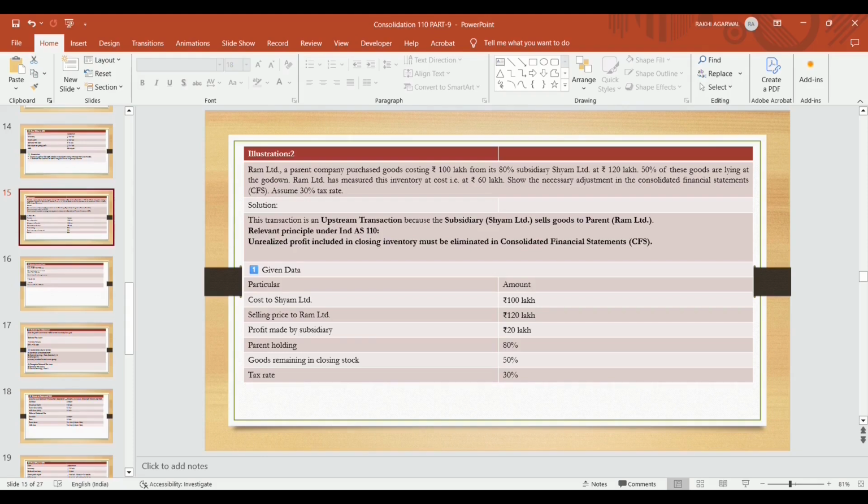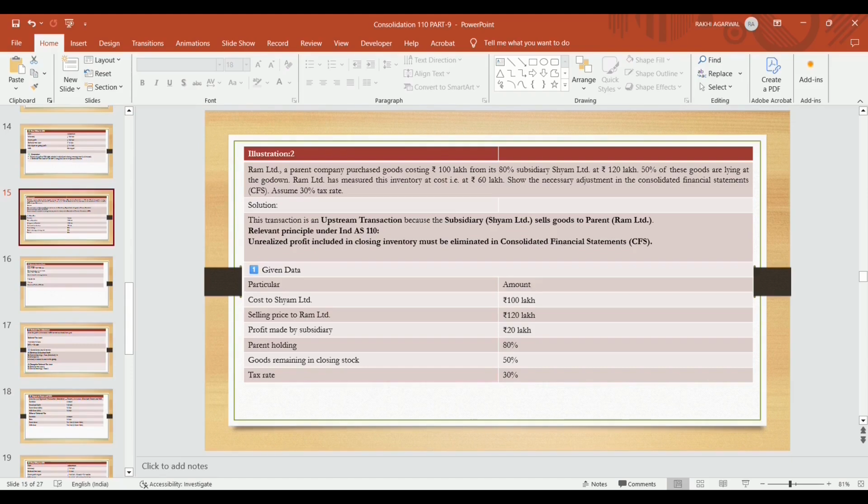In this case, what happened is an upstream transaction where the subsidiary is selling goods to the parent. This transaction is an upstream transaction because subsidiary Sham Limited sells goods to the parent Ram Limited. Relevant principles under Ind AS 110 apply. Unrealized profits included in the closing inventory must be eliminated in the consolidated financials.